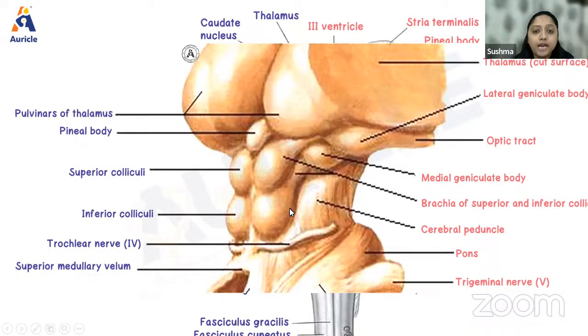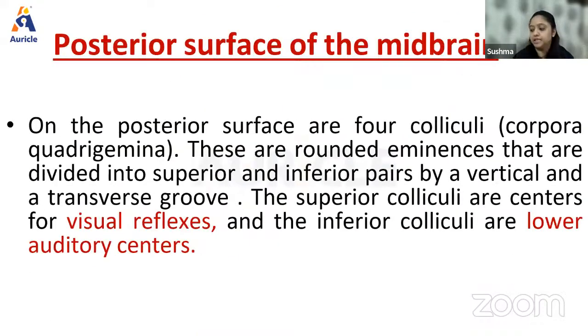How am I going to get to this posterior view? Suppose, let's say I'm holding a cadaveric brain like this in my hand. Okay. Now, in your dissection halls, you would have dissected the brain and you would have held it.